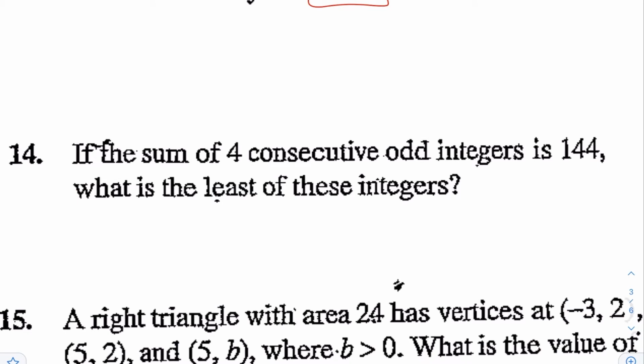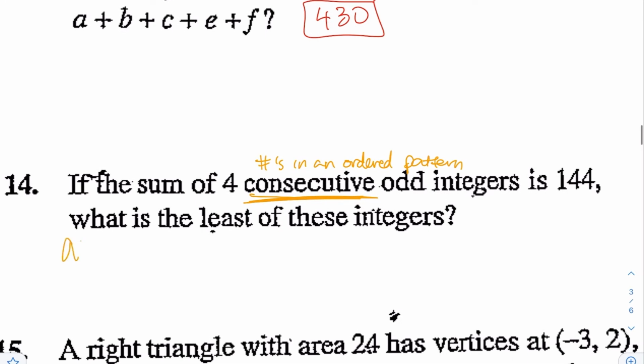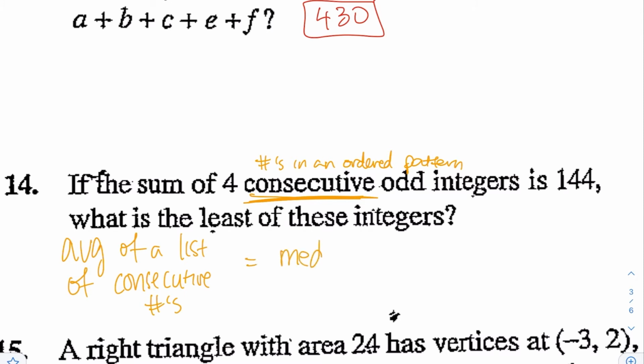Next, for number 14, if the sum of 4 consecutive odd integers is 144, what's the least of these integers? So one thing that you could use as a shortcut is if you have consecutive numbers or numbers in an ordered pattern. Whenever you have a set of consecutive numbers, you can actually use a shortcut that the average of a list of consecutive numbers is equal to the median.